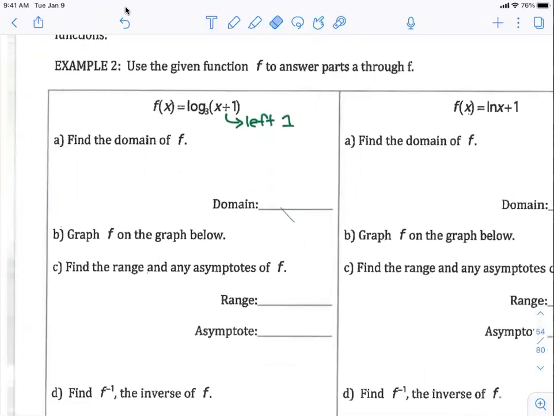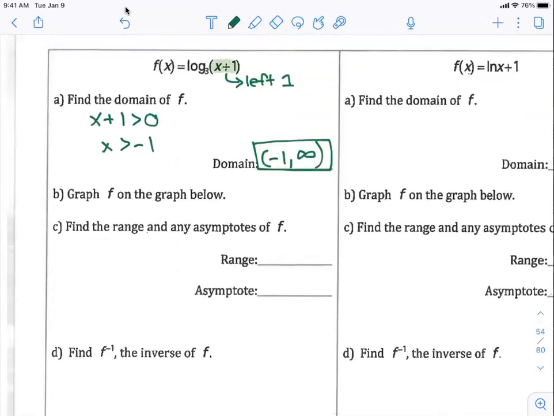So up to you if you want to find the domain or if you want to graph first. We talked about the domain. You're going to look specifically inside right here in the log, and you set it greater than 0. So we're going to go ahead and say, x plus 1 is greater than 0. So that means x is greater than negative 1. So that's our domain. You can write it as an inequality or as an interval.